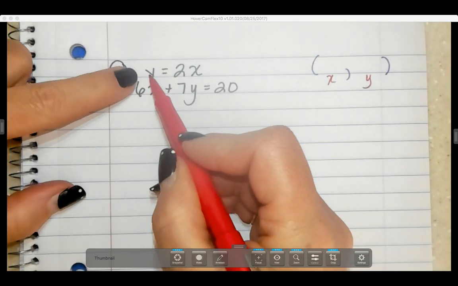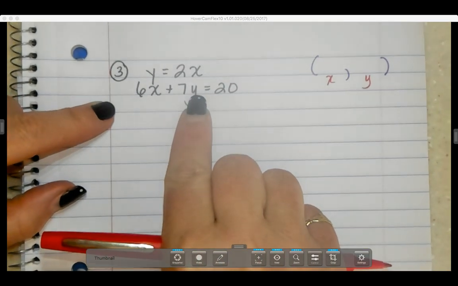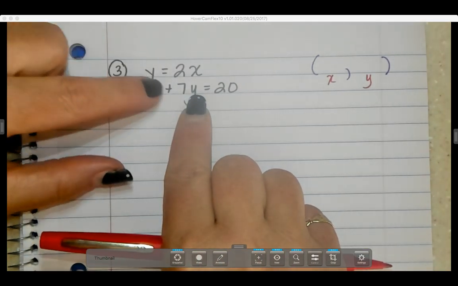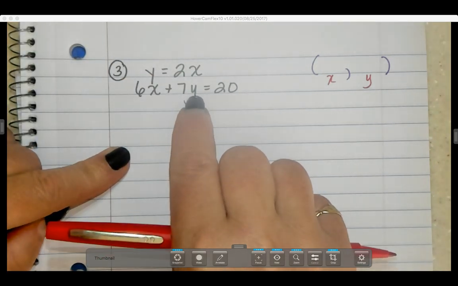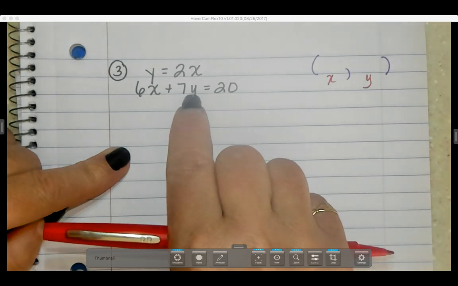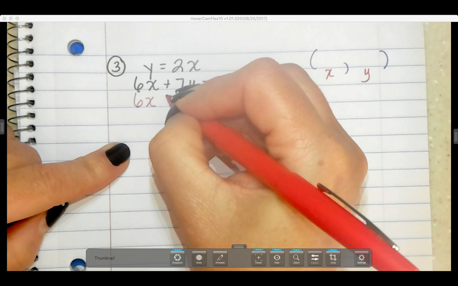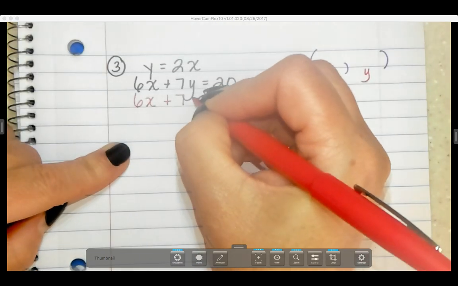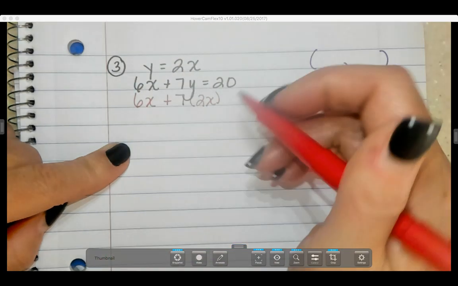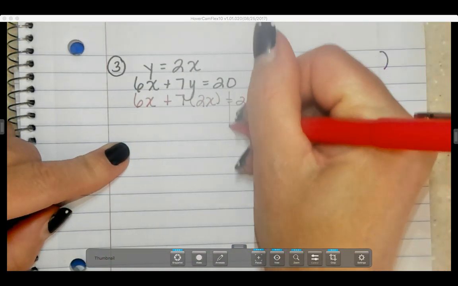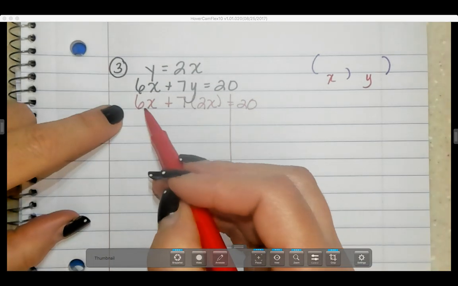Watch. Y is 2x. That means down here, where I see the y, I'm going to take the y out and put in the 2x. So it says 7 times y. And instead of saying 7 times y, it's going to say 7 times 2x. Substitution. Here we go. 7 times 2x, because that's what we're putting in instead of y, equals 20. Here we go. This is, again, just an equation that you have to solve.